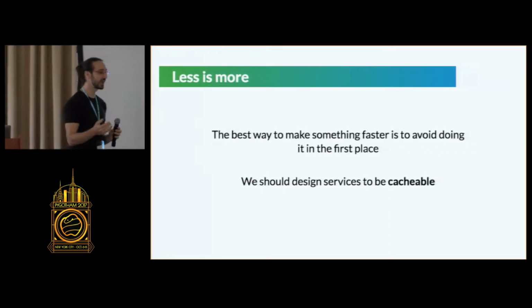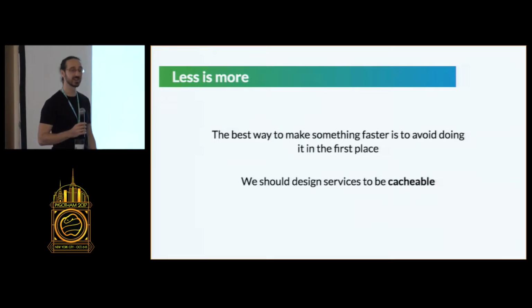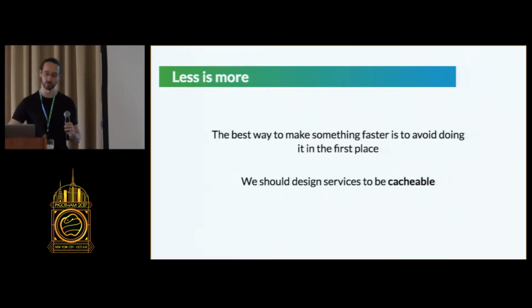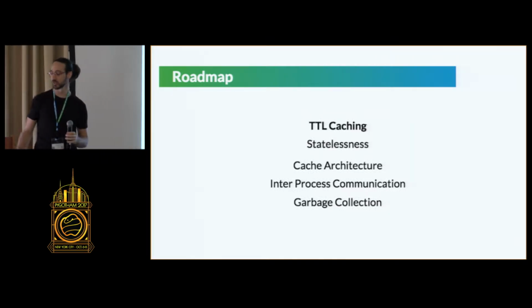So as I said before, caching is extremely important. The best way to make something faster is to avoid doing it in the first place. So we're going to talk about how to design cacheable services in the first half of this talk before we get into some of the more Python-specific tricks. The first thing I want to talk about is TTL caching.